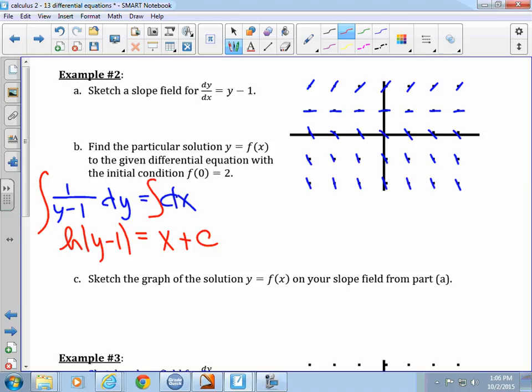What is natural log of 1? Do you need to know that? Yes. Natural log of 1 is 0, because it's e to the 0 power that gives 1. So C is 0.